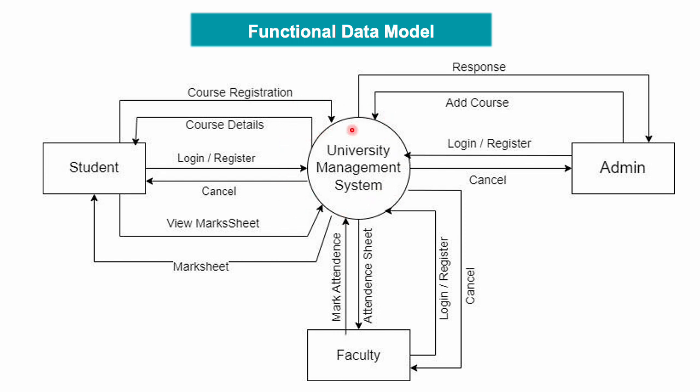And the last entity, which is called the university management system, is the central hub that handles all the interactions and the processes. So it processes login and registration requests, course registration, mark sheet view, attendance marking, course addition, cancellation requests, and it generates responses to the user actions.